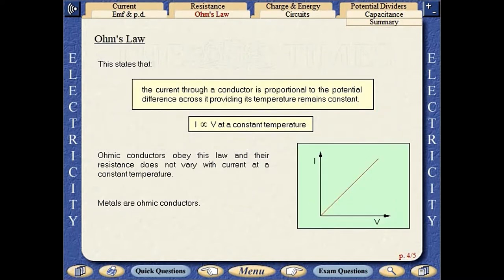Ohm's law states that the current through a conductor is proportional to the potential difference across it, providing its temperature remains constant. Ohmic conductors obey this law, and their resistance does not vary with current at a constant temperature. Metals are ohmic conductors.